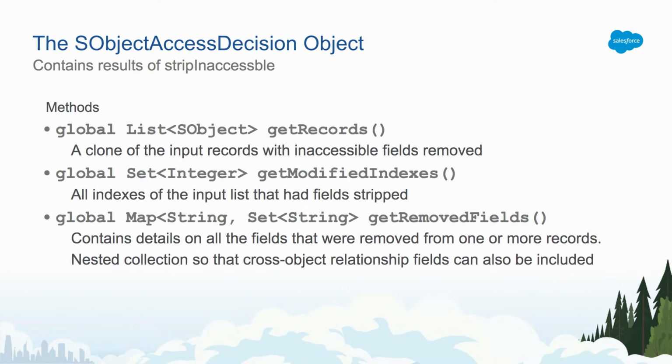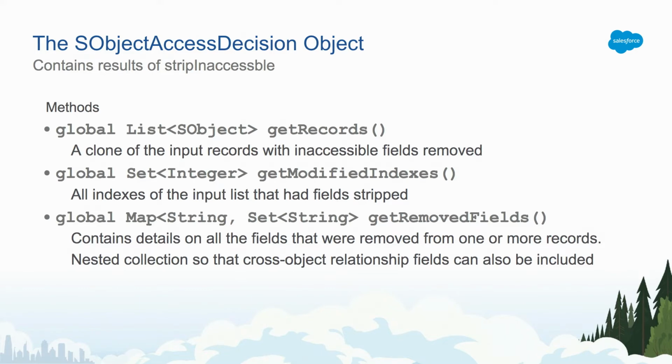The first is getModifiedIndexes. It returns a set of indexes that are the indexes of the SObjects which required a field to be removed. And the third is getRemovedFields. This is a map that maps the type of object to a set of strings telling you which fields were removed. So those 2 give you a very quick way to check and see what actually happened in the call.